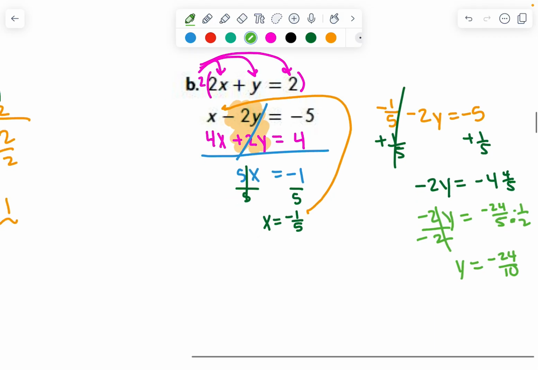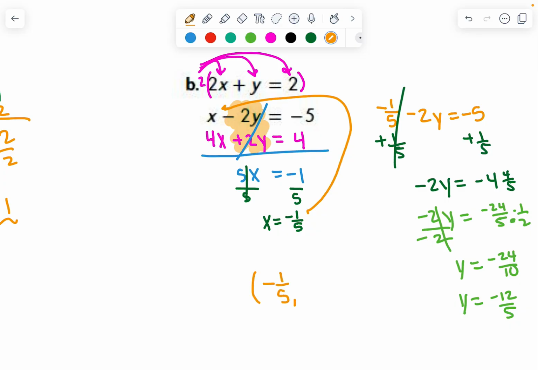If you guys left it as a mixed number, that's also fine. And then we would just want to simplify. So I can divide top and bottom by 2. So we'd have negative 12/5. All right, so our ordered pair would be a negative 1/5, comma, negative 12/5.